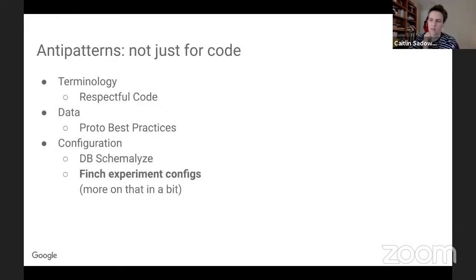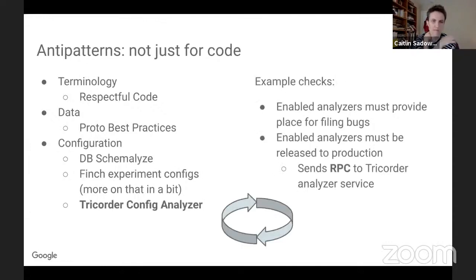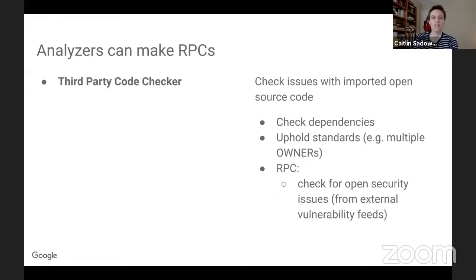I'm going to talk a little bit about Finch experimentation configs in a bit, but that's another kind of config that we check. And lastly, I want to mention there is a Tricorder configuration analyzer that makes sure that all the enabled analyzers in Tricorder provide a place for filing bugs, and also makes sure that when you enable an analyzer on by default, it's already been released to production. The way that this analyzer does that is by sending an RPC to the Tricorder analyzer service. So analyzers can make RPCs.